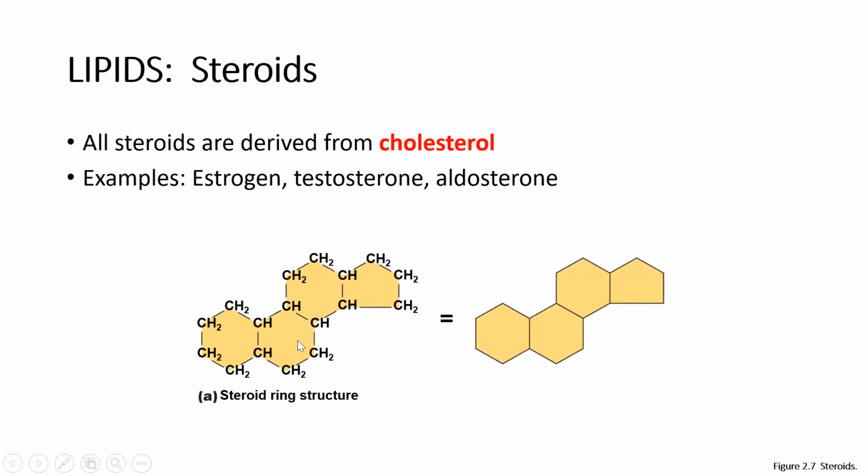In terms of the structure of a steroid, it's basically a complicated ring structure, and that's what offers some of the rigidity and flexibility to the cell membrane as well. And we'll talk about that when we look at the cell structure. Next.